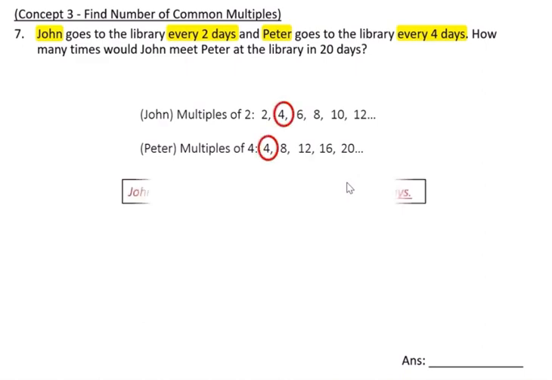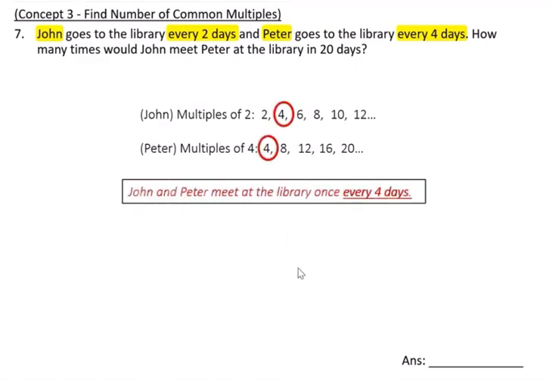John and Peter meet at the library once every 4 days. Can you see, every 4 days they'll meet? Understand? So the question is asking how many times John would meet Peter at the library. I need 20 days. So in a stretch of 20 days, how many times would they meet each other?